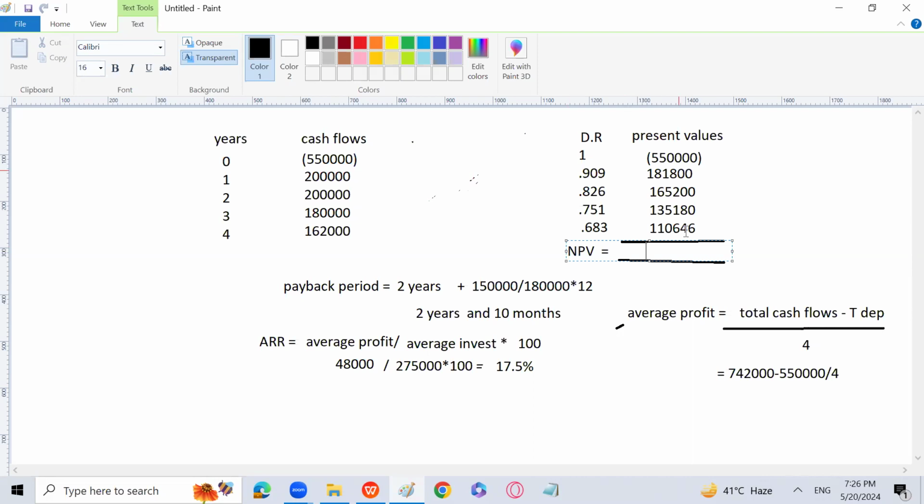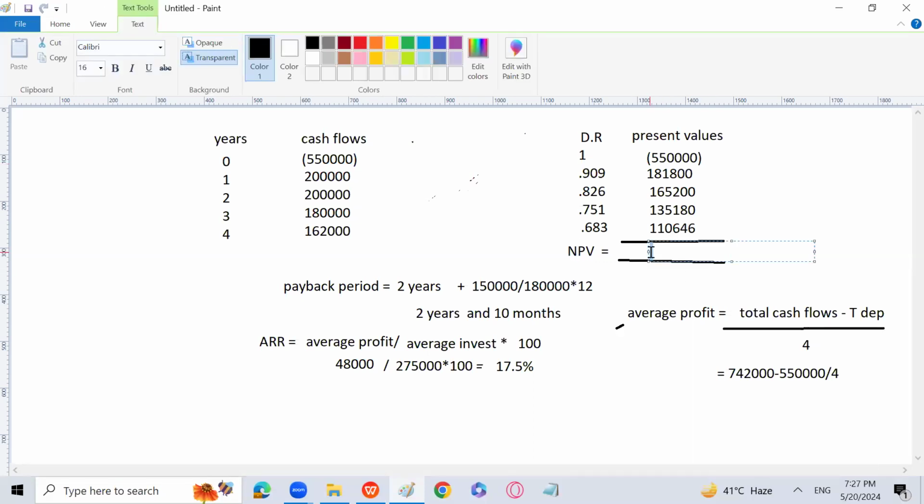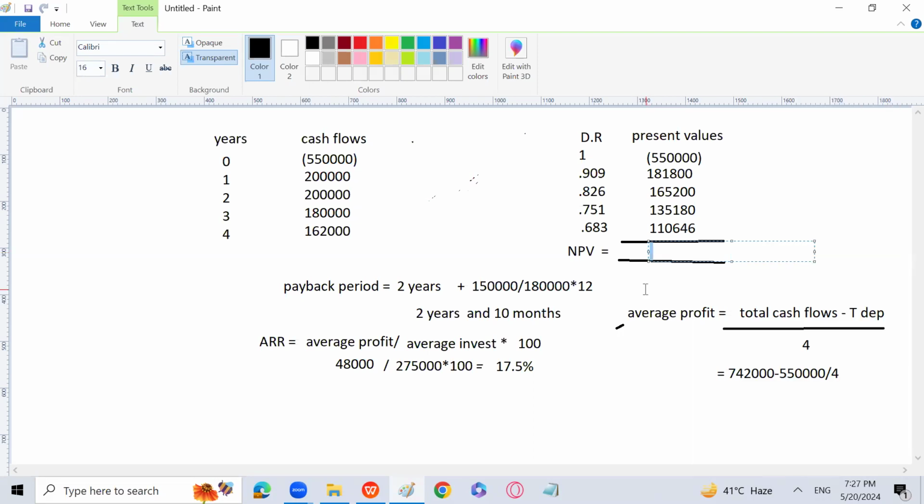So you will add up all these 4 values: 181,800, 165,200, 135,180, 110,646, minus 550,000. So how much do you get? 42,826. So our NPV is positive.